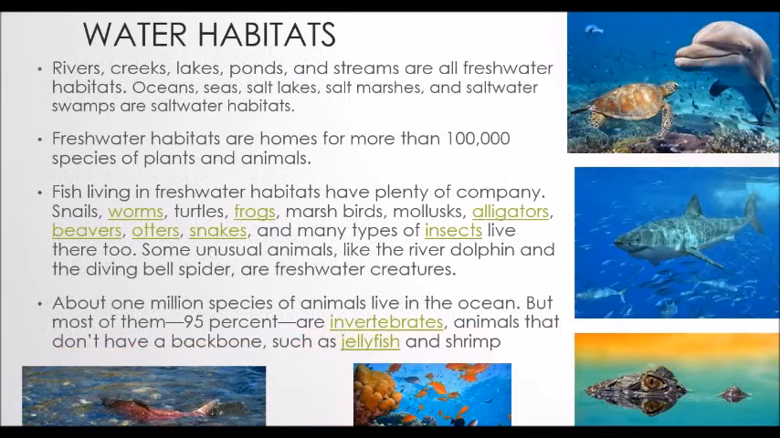So then we have water habitats, and there are two types of water habitats, but water habitats actually make up for most of the habitats of all of the animals in the world. So we have rivers, creeks, lakes, ponds, and streams. Those are freshwater habitats. And freshwater habitats are homes to more than 100,000 species, so different kinds of plants and animals.